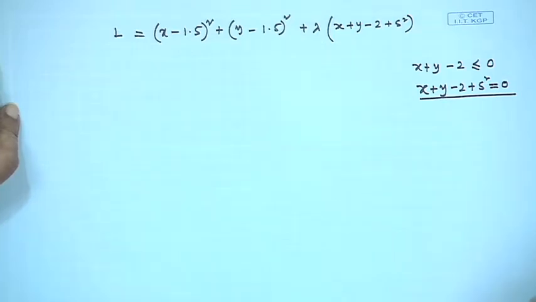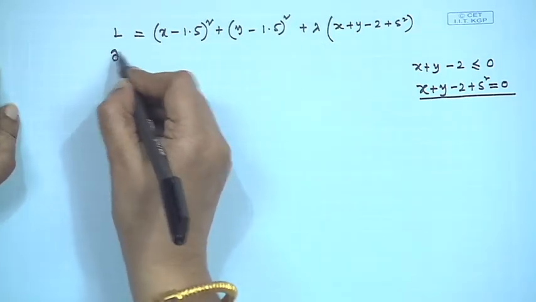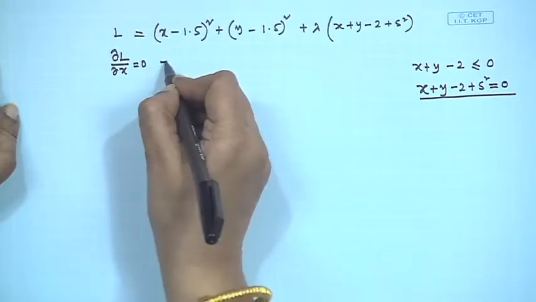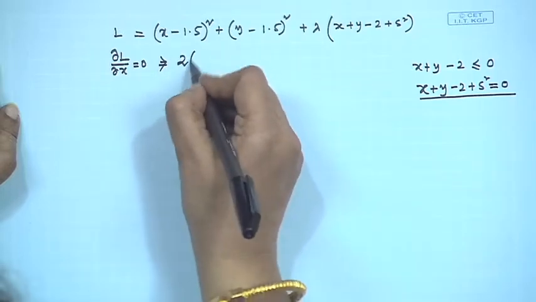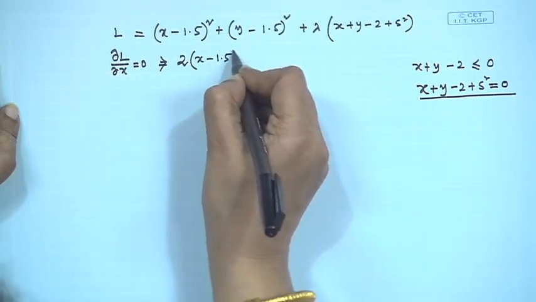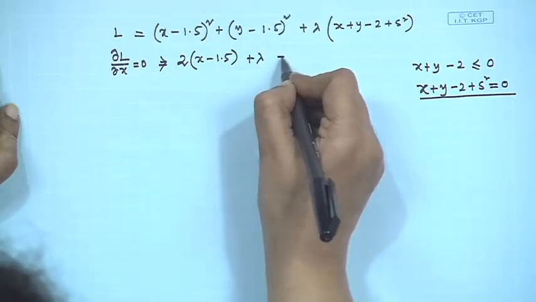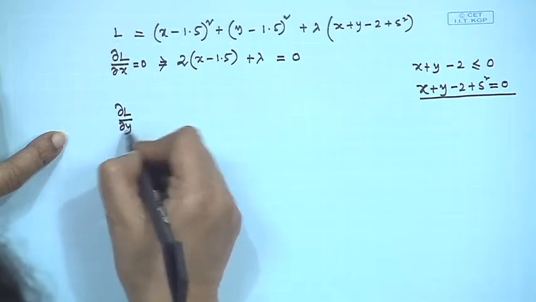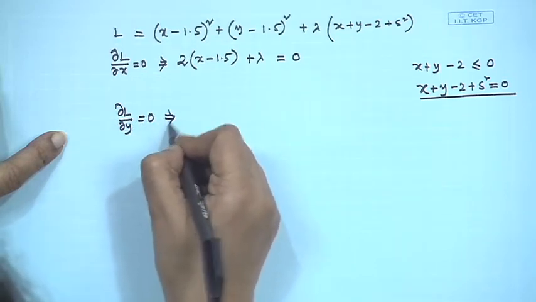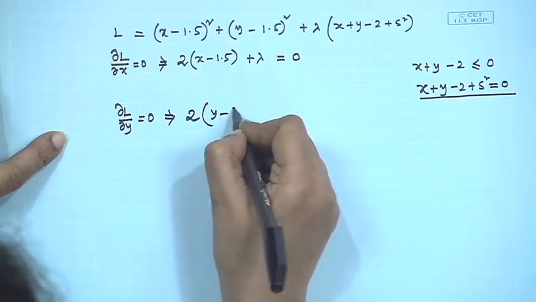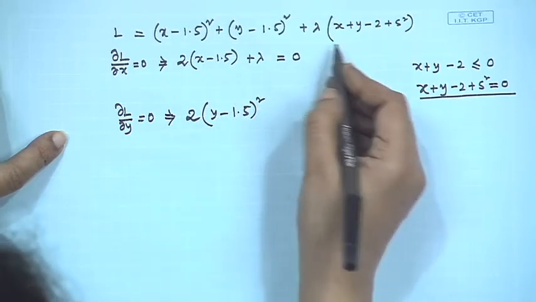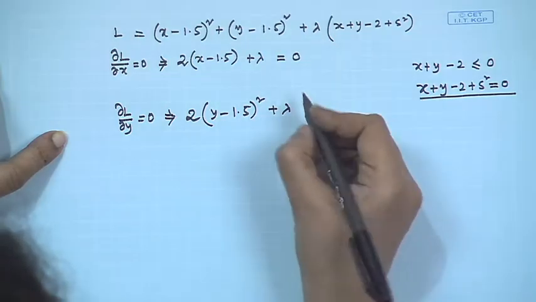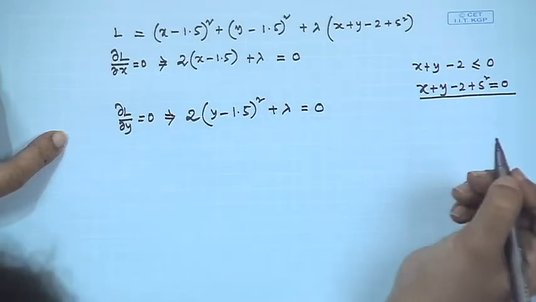this one. Okay. Now, from here if we consider the optimality condition, that is del L by del x must be equal to 0, then we will get 2 of (x minus 0.5) plus lambda equal to 0. The other optimality condition, del L by del y equal to 0, gives 2 into (y minus 1.5) plus lambda into y equal to 0. All right.